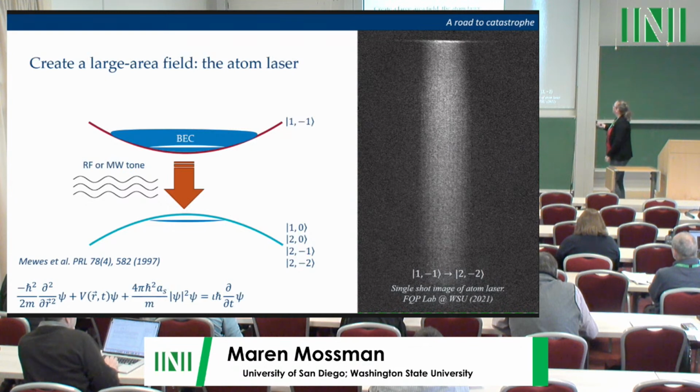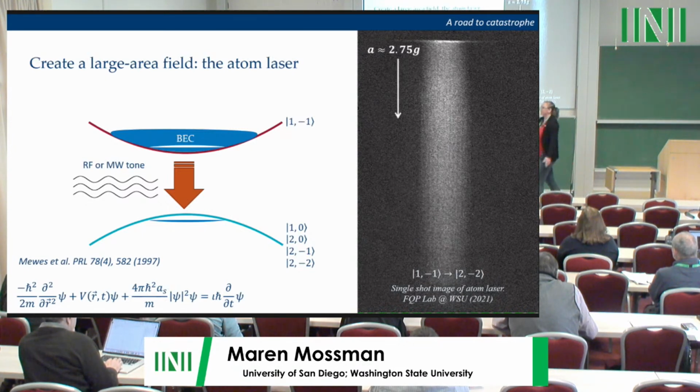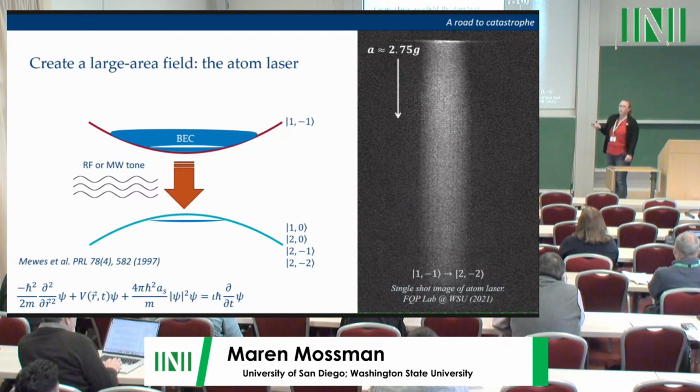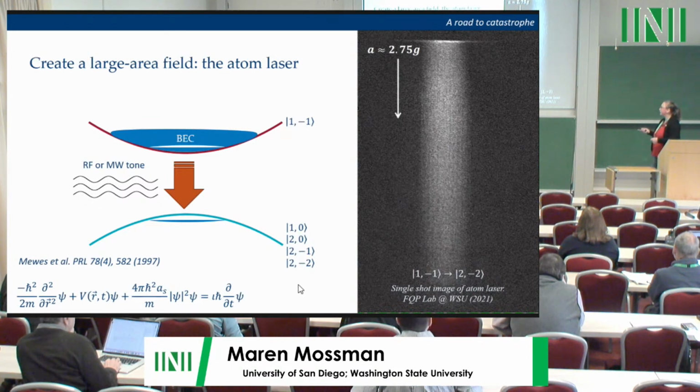This was taken in 2021, and this is being transferred to the 2-2 state, which means that we have an acceleration of the atoms that's about 3 times gravity. But if we go to different states, we can change that. So if we go to the 2-1 state, then we're only at about 2 times gravity, versus if we go to the 2-0 state or the 1-0 state, we're approximately at gravity. So we can change how fast our atoms are being accelerated in the system.